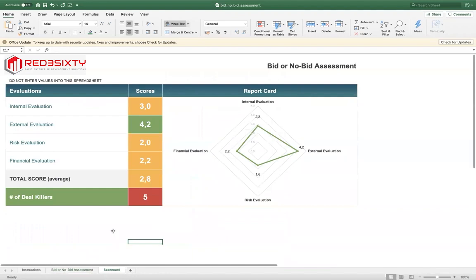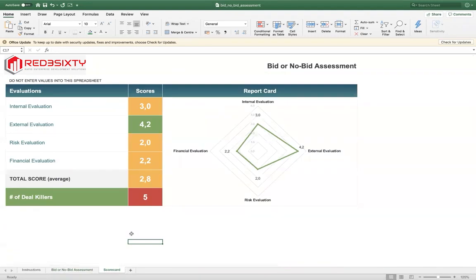So for this opportunity, we would then get a scorecard identifying how many risk killers there are. So 5 is considerably high. If we look at the internal evaluation, not bad, it's 3. So I would say it's a go.